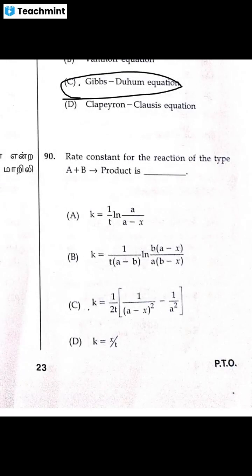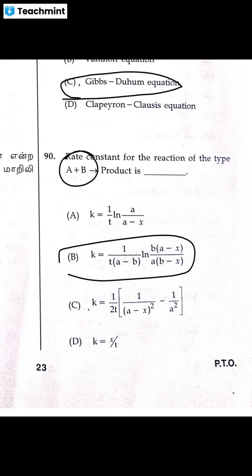The next one is a second order equation because A plus B is first order with respect to A and first order with respect to B, so it belongs to the second order equation. Okay, if it is a second order equation, then according to that, option B is the correct answer.